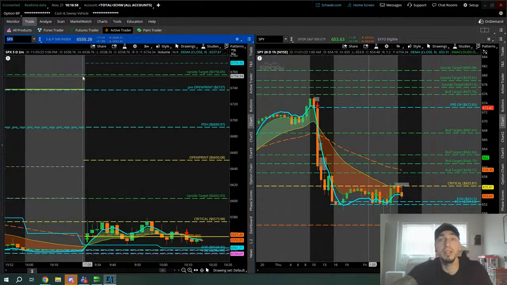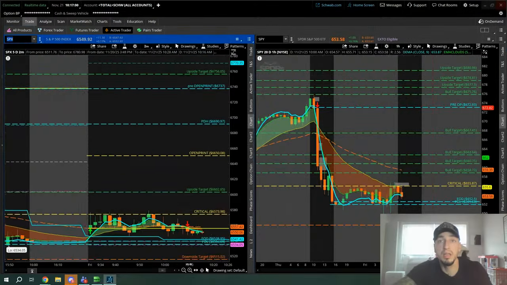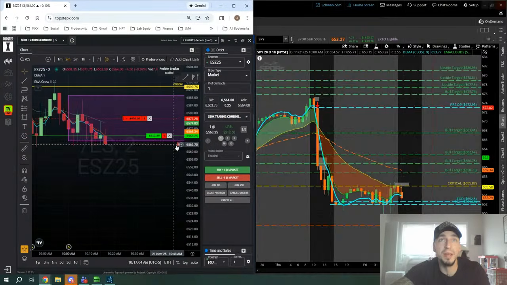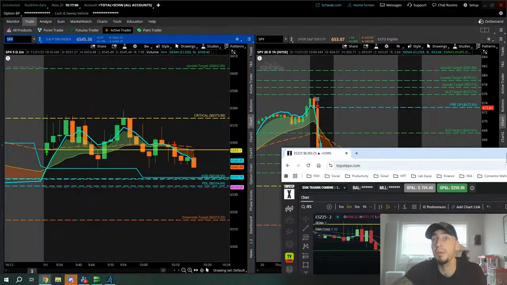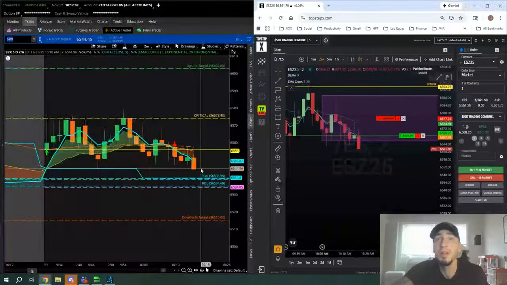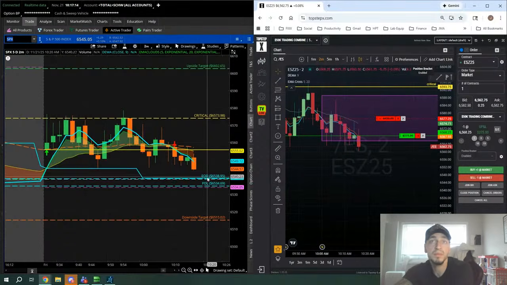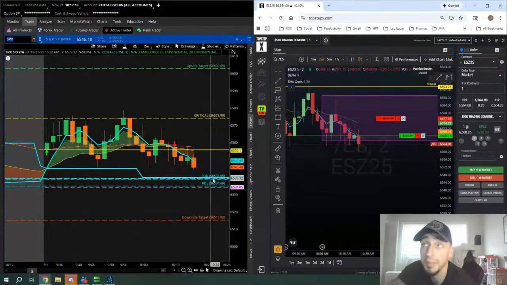What's SPX looking like? Oh, this looks bearish. Look at this on SPX, baby. Let's go. Look at that push on SPX. Come on. Look at that push. Let's take it into EOD and see what happens.